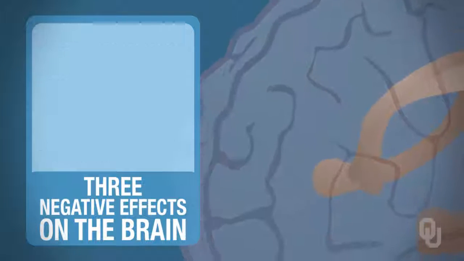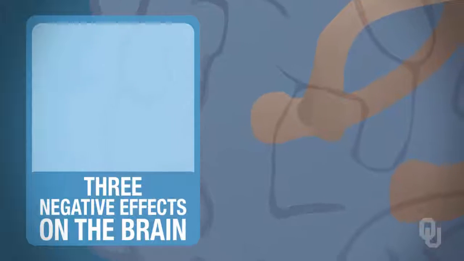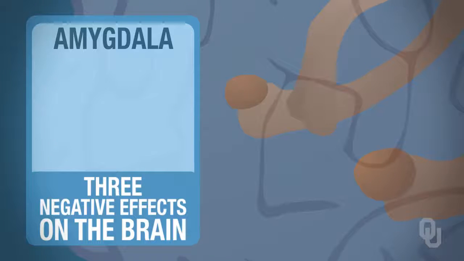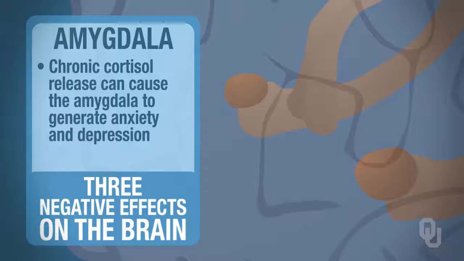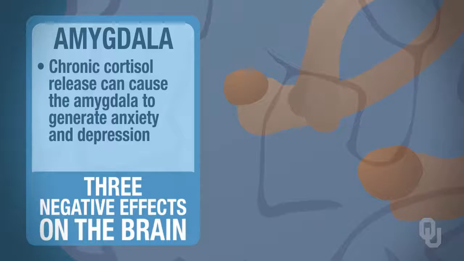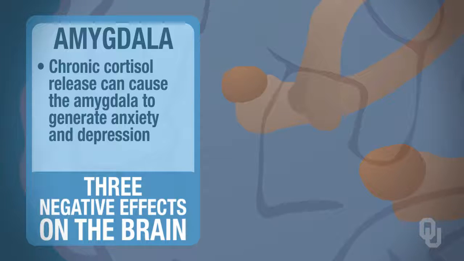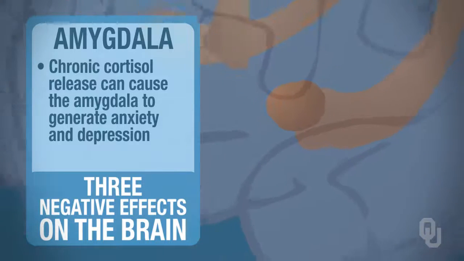Chronic cortisol release can also affect another region of the brain called the amygdala, and the amygdala is actually important in recognizing fear. And so recent studies have suggested that chronic cortisol release can cause the amygdala to generate anxiety and depression. So people that tend to be under a lot of stress have anxiety problems as well as depression, and that may be because the amygdala is generating that.